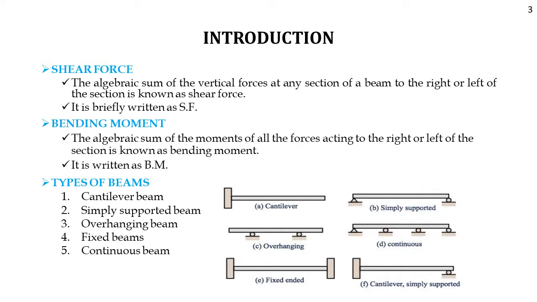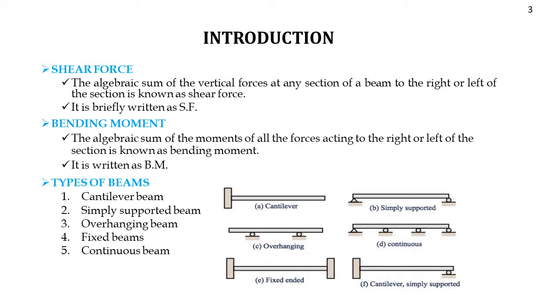And the types of beams. The first one is cantilever beam, a beam which is fixed at one end and the other end is free. Figure A shows a cantilever beam. The distance between fixed and free end is called the length of the beam. The second one is simply supported beam.